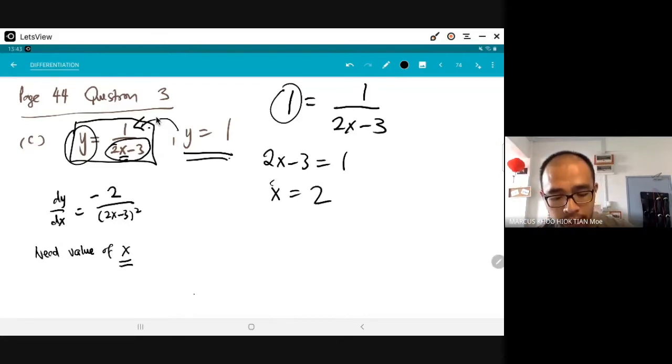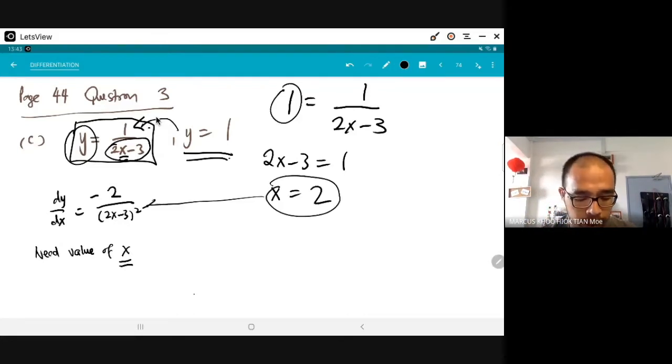After you get x equals 2, then you sub here and then you finally get the value of dy dx. Okay, I will not ask you to calculate now because I only want to go through it quickly. Because the more questions I can cover, the more homework I can give you.